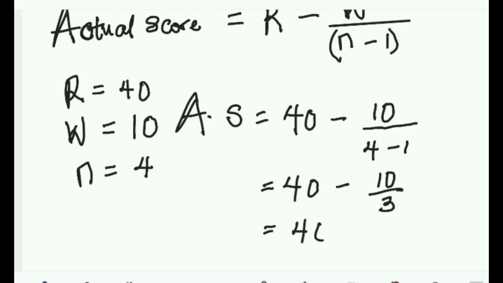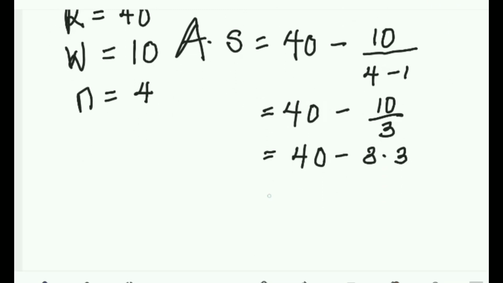When you divide this, you're going to have 3.333 and so on, and it continues that way. So 40 minus 3.33 would give us 36.7. So the actual score of this candidate, where guessing is not allowed, is 36.7.